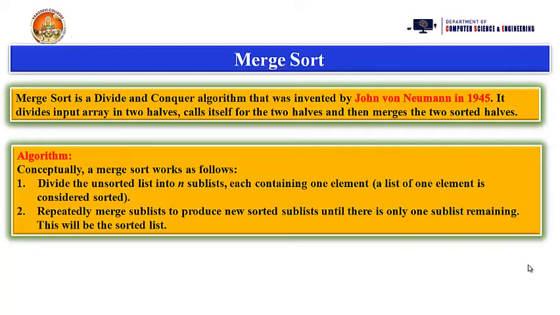So what is step 1? We are going to divide the main list into sublists, with each list containing one element. And then we are going to find the solution for the sublists, the new sorted sublists, and then combine those sublists to get the sorted list.